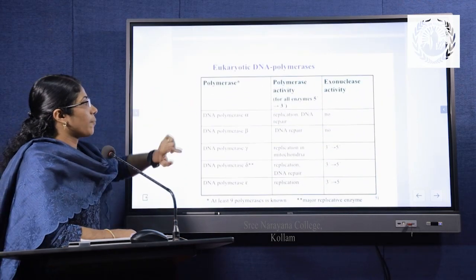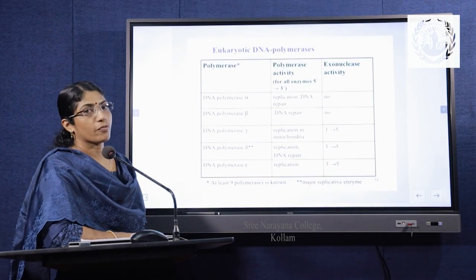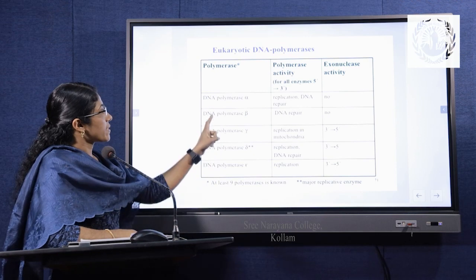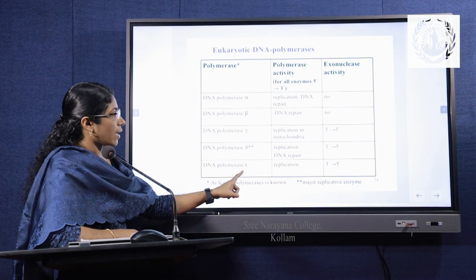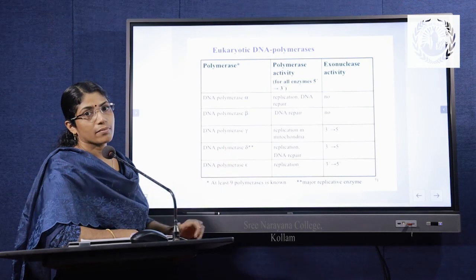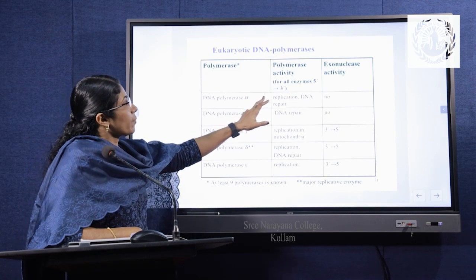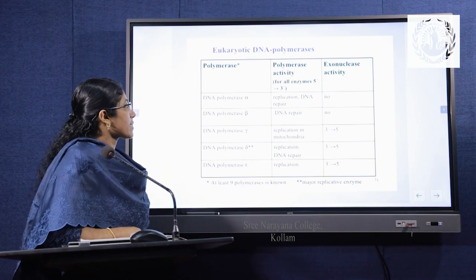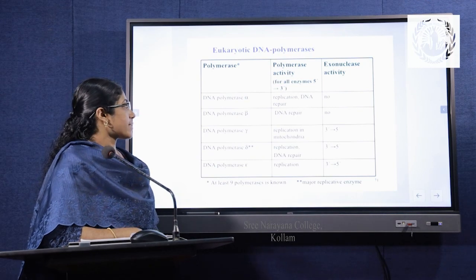These are the eukaryotic DNA polymerases. There are at least 7 polymerases with known functions. The types are DNA polymerase alpha, beta, gamma, delta, and epsilon. DNA polymerase delta is the major replicative enzyme in eukaryotic DNA replication. DNA polymerase alpha has polymerase activity, with replication and DNA repair functions, and no exonuclease activity. DNA polymerase beta has a DNA repair function and no exonuclease activity.